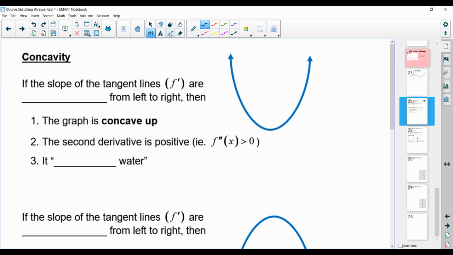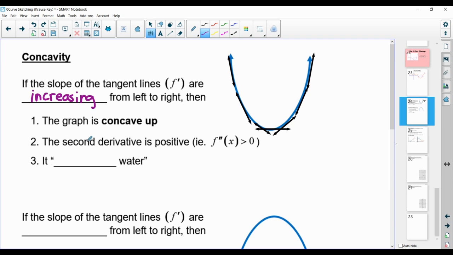And if we look at the graph, as we were to make tangent lines on the graph, and we were to look at what was happening to those tangent lines, right now, those tangent lines are decreasing. Eventually, they reach 0, and then the tangents are increasing. So as the tangent lines are increasing from left to right, the graph is concave up.